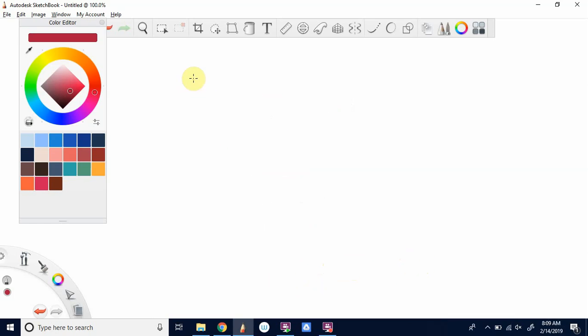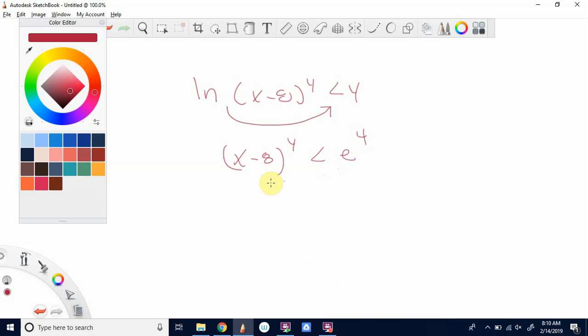It's an inequality. So we have the natural log of (x minus 8) to the 4th less than 4. So what am I going to do? First of all, I'm going to change it to exponential form. So (x minus 8) to the 4th power is less than e to the 4th power. All right, so I take the 4th root of both sides, because I've got 4 of them, so I can get rid of this parentheses, less than e, because it's e to the 4th power.